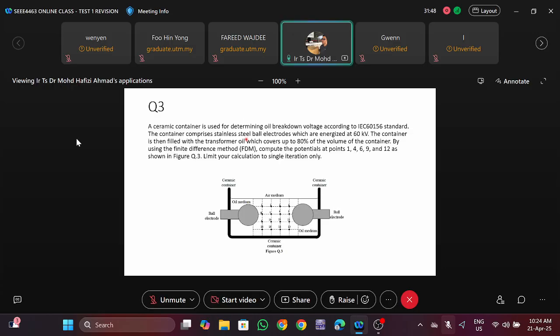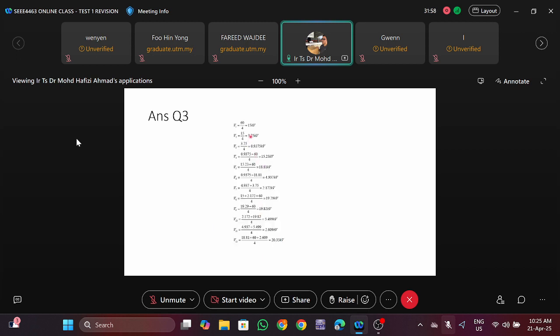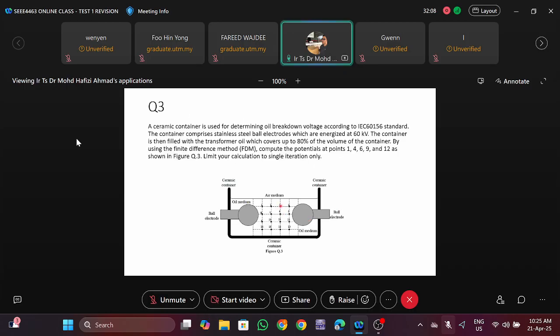And also V2 will be V1 plus 0 plus 0 plus 0 here, so it will be V1, which is 15, divided by 4. So you just continue one by one until you get the 12th one. It's just a single iteration only. Don't make any mistakes. Basically for insulation, the voltage will be 0.